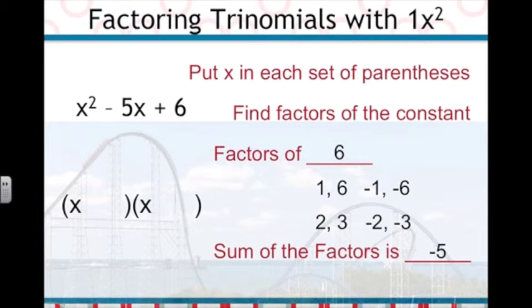Now that we have these, we can see that negative 2 and negative 3 add up to negative 5. So we'll put a minus 2 and a minus 3 as the second terms of the binomials. Now we have our final answer: x squared minus 5x plus 6 equals (x minus 2) times (x minus 3).